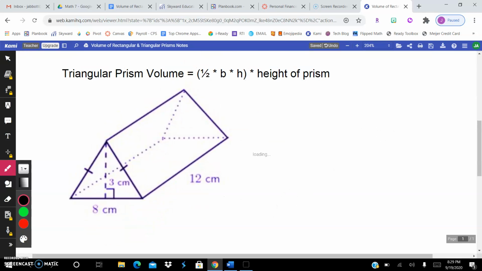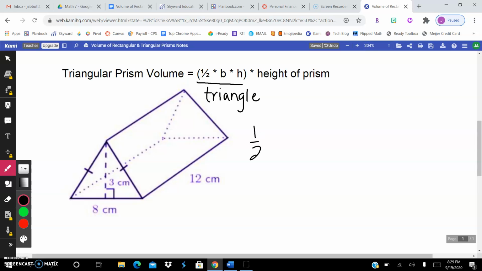If you're given a triangular prism that looks like this, we would take 1/2 times base times height. And notice in my formula, that part is in parentheses. That's because that part is just the triangle. And then we have to times that by the height of the prism. So 1/2 times base times height is the area of a triangle.